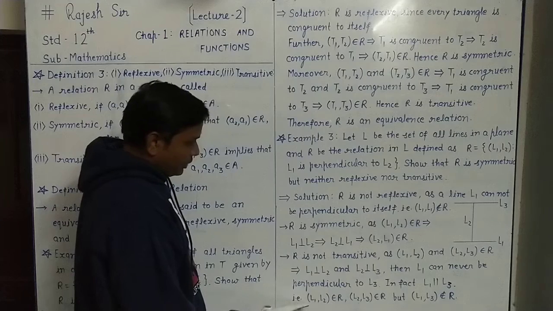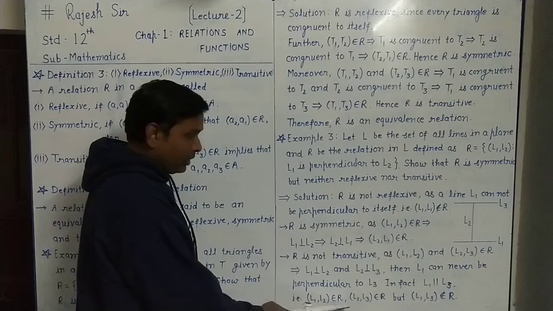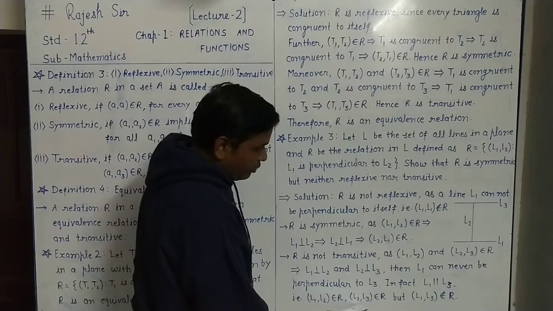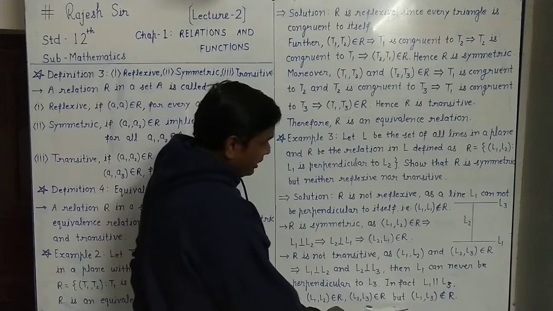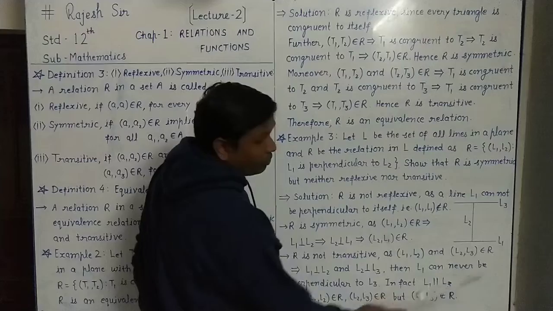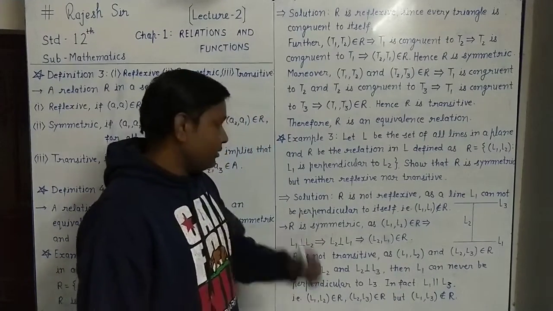So, in short, we can write that (L1, L2) belongs to R means L1 is perpendicular to L2, and (L2, L3) belongs to R means L2 is perpendicular to L3, but L1 is not perpendicular to L3. Means (L1, L3) does not belong to R, not in the relation, so it is not transitive.